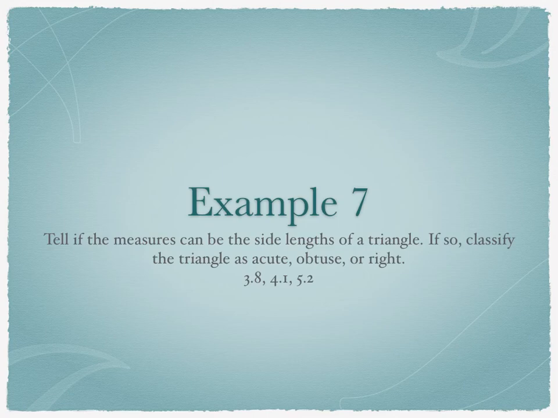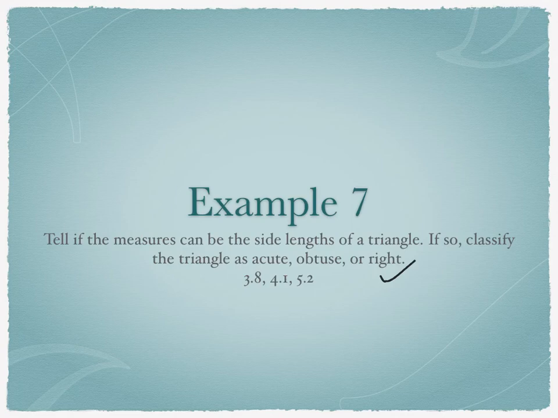Okay, last example. Tell if the measures can be the side lengths of a triangle. If so, classify the triangle as acute, obtuse, or right. So how can we tell if it's the side lengths of a triangle? What do we need to do first? Add what? What's 3.8 plus 4.1? 7.9. So is 7.9 greater than 5.2? So do these work as a triangle? Yes. So now we can tell whether the triangle is acute, obtuse, or right.